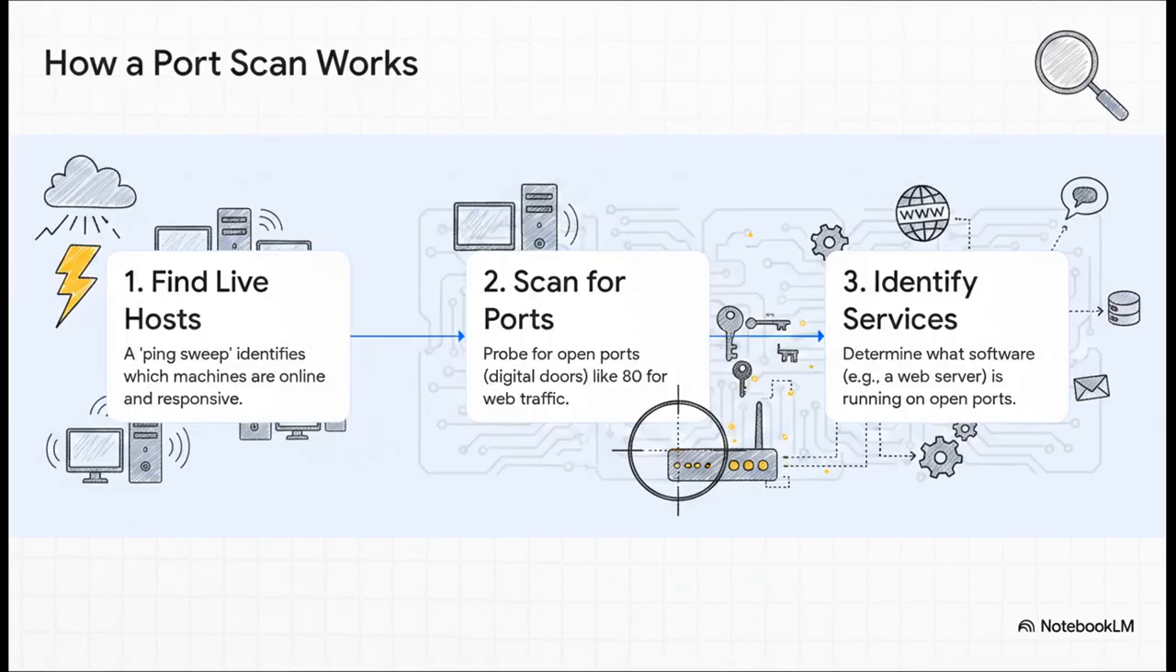First, the scanner sends out a little signal, a ping, just to see which computers are actually online. Then it starts checking all the common digital doorways, or ports, on those machines. And finally, for any of those open doors it finds, it tries to figure out what service is running behind it. Is it a web server, a database, a mail server?